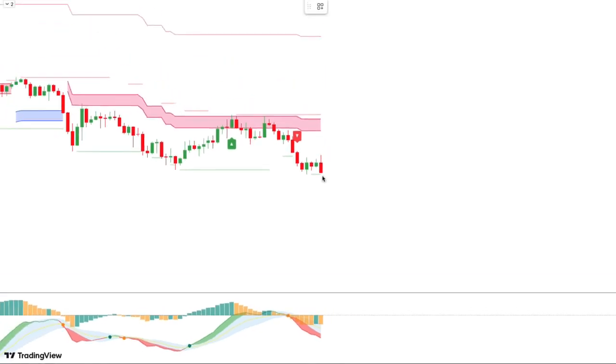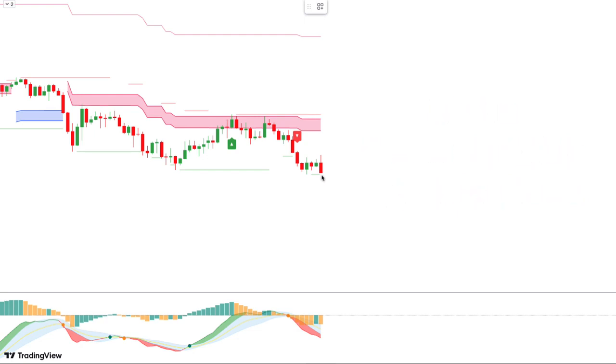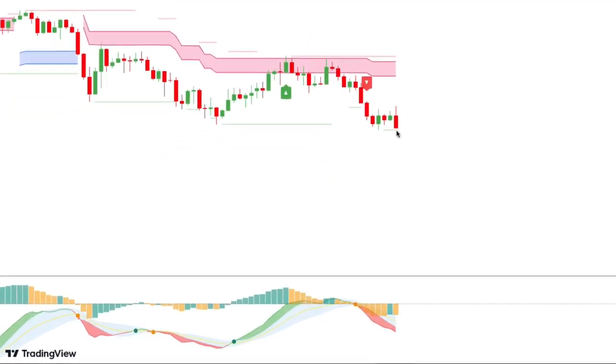For example, if you normally risk 2% per trade, in this case, you would risk no more than 1.5% per trade. Lastly, check the super trend zone indicator. Both super trends must be red. Never take a trade if one of the super trends is blue at the time of the signal.